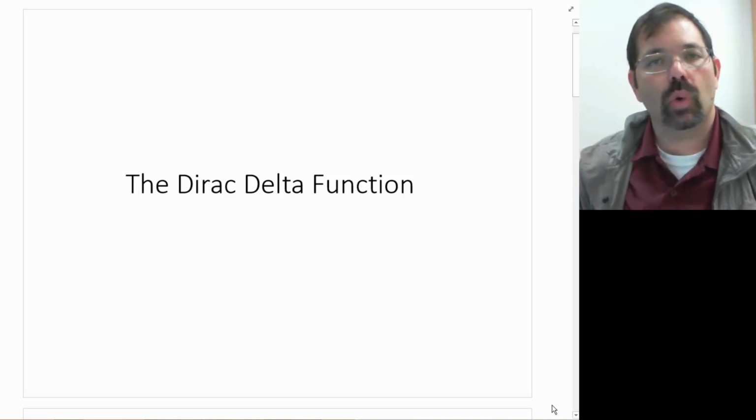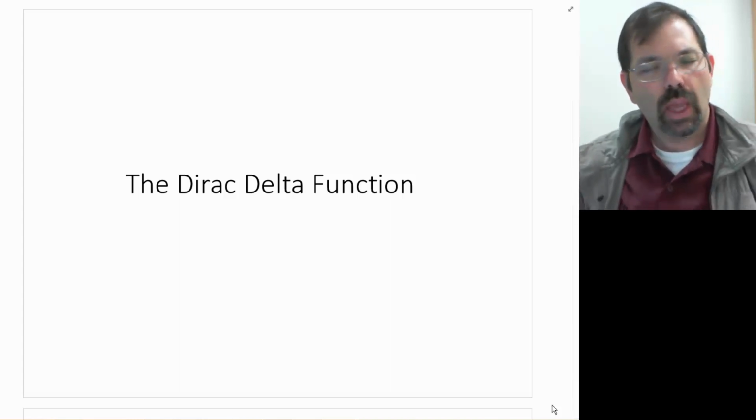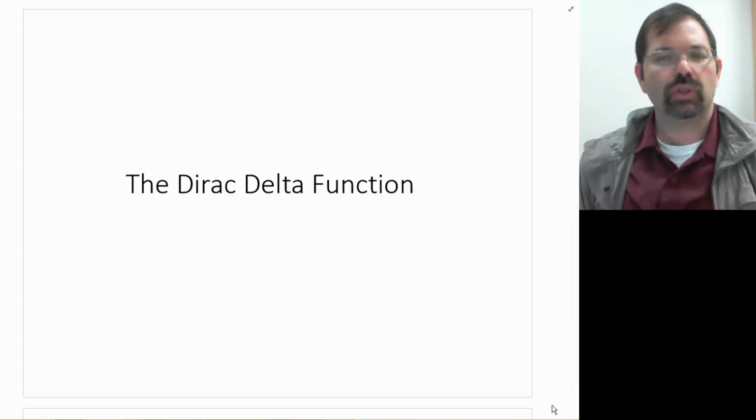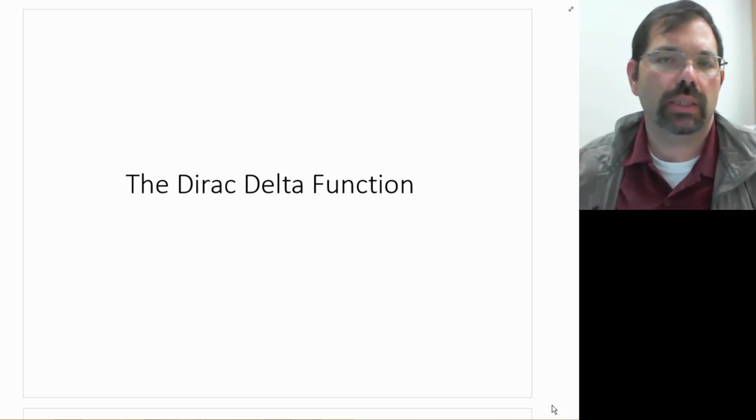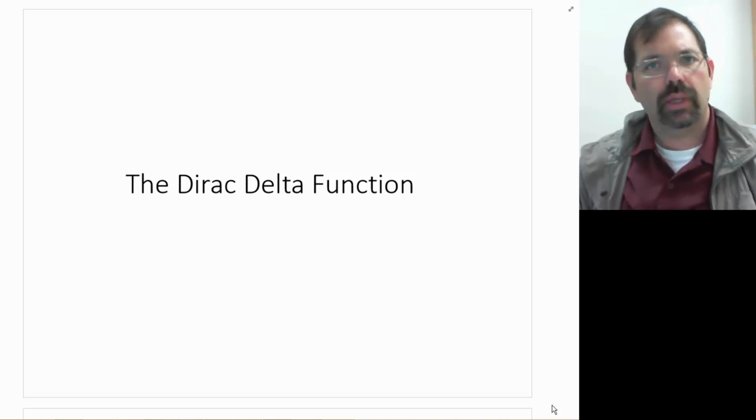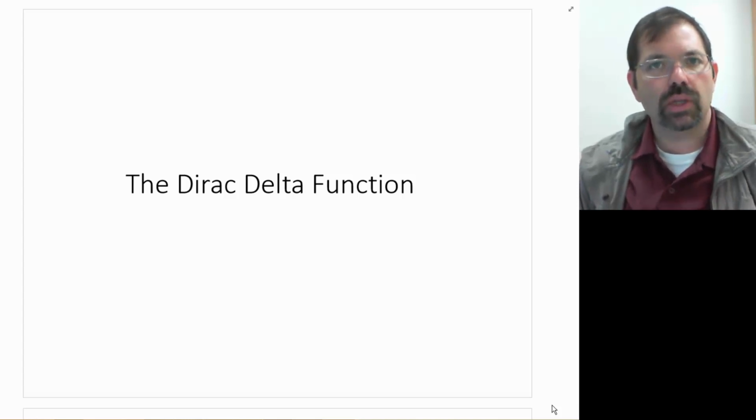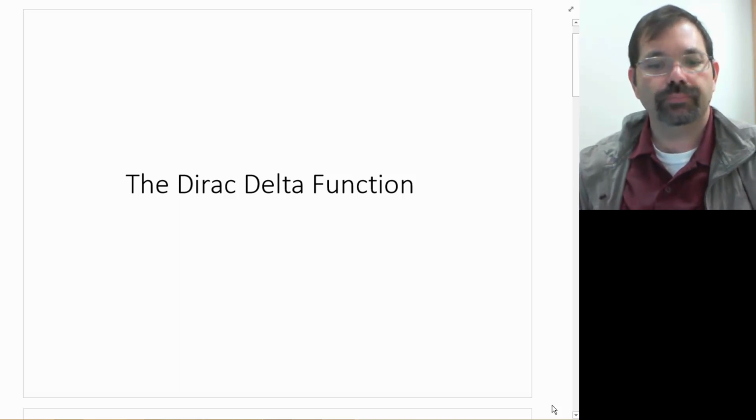In this section, we're going to introduce these things called impulse functions, see an example of one, and then talk about a special kind of impulse function that's called the Dirac delta function. We're going to find its Laplace transform and see what that does to applications such as the spring mass problem.